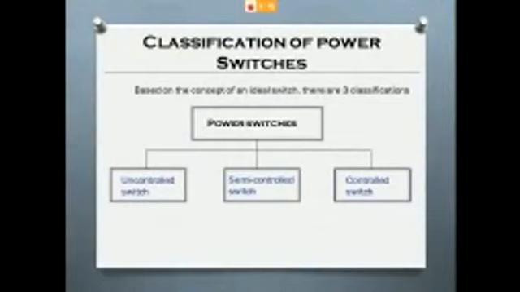Now let's go to the classification of a power switch. Here we are classifying the power switch on the concept of an ideal switch. Everything has an ideal and a practical version. So the power switch is divided into three: controlled switch, semi-controlled switch, and uncontrolled switch.